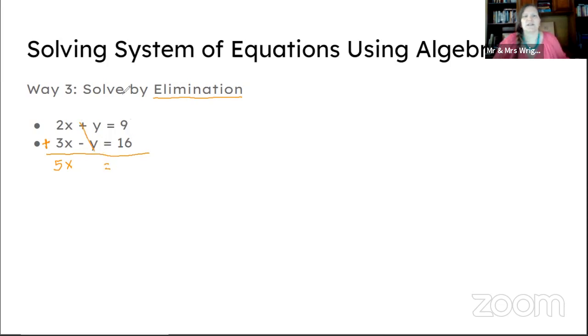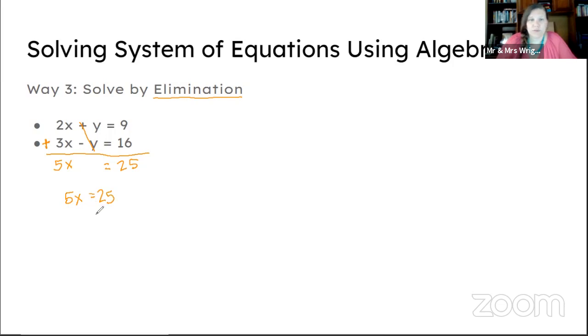Equals 9 plus 16. It should be 15, but I'm going to use my calculator just to verify it. Nope, I typed in my calculator wrong. I put 9 plus 15. 9 plus 16 is 25. All right, so 25. Now, we have a new equation, 5x equals 25.